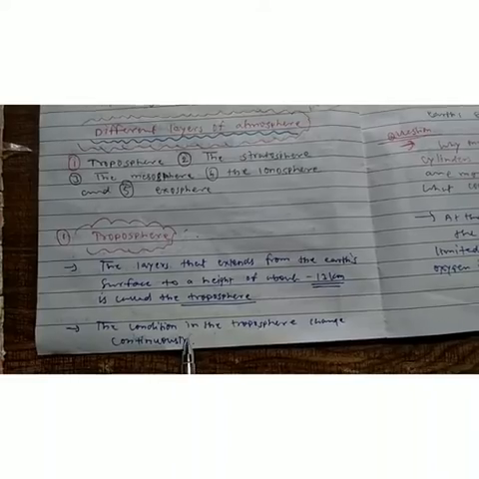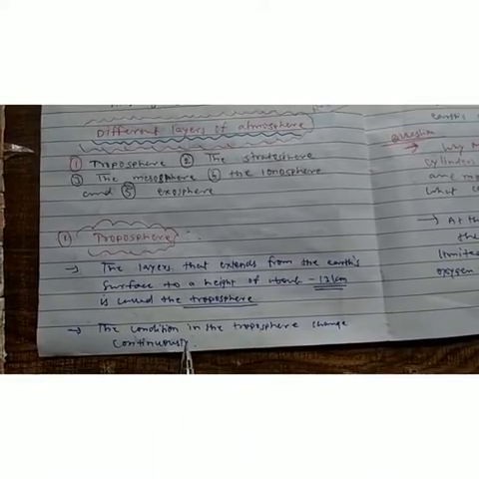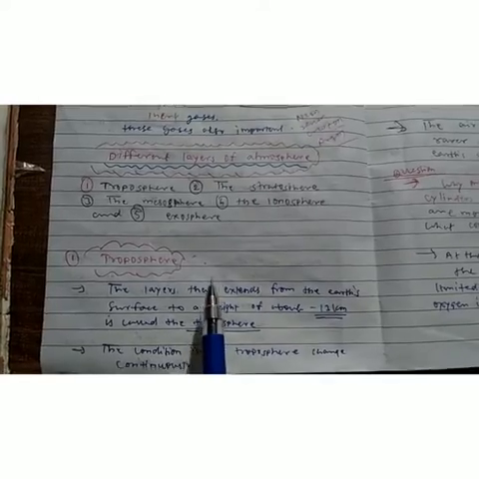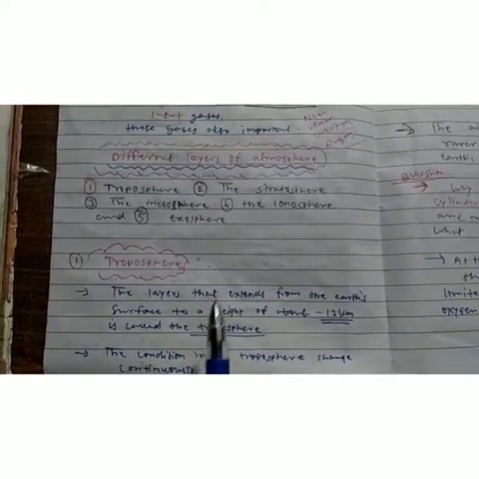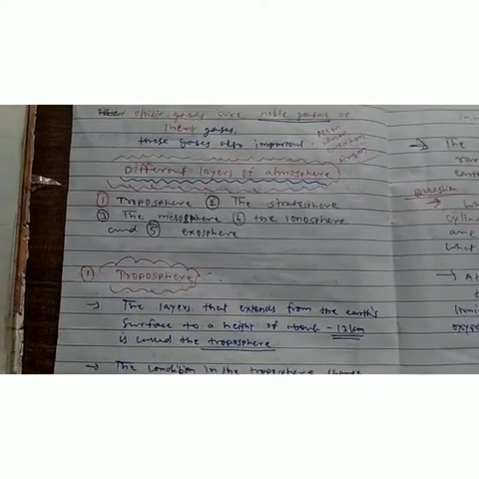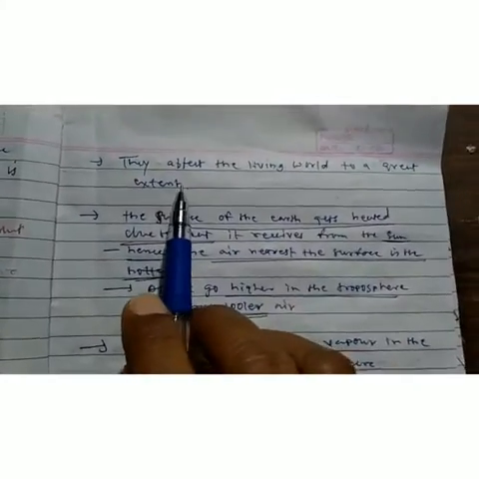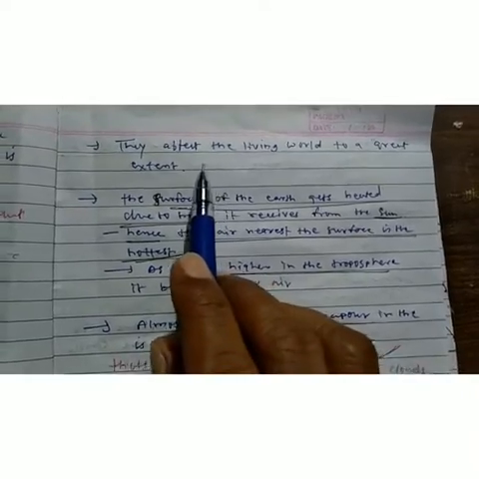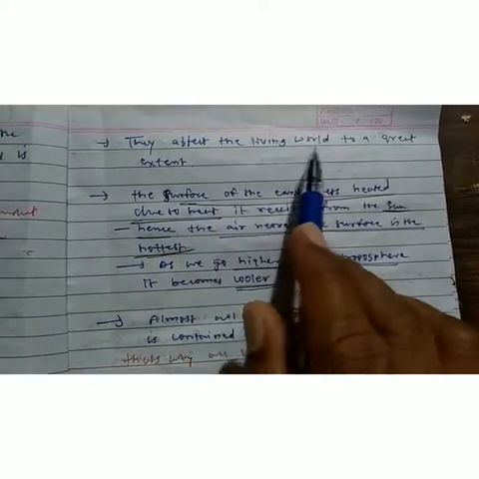The condition in the troposphere changes continuously. Troposphere plays a very important role. Of all the layers, the troposphere plays a very important role. Everything happens in the troposphere only. Now one by one we see that the living world, to a great extent, the living things mostly live on the earth, and they are affected by the troposphere.